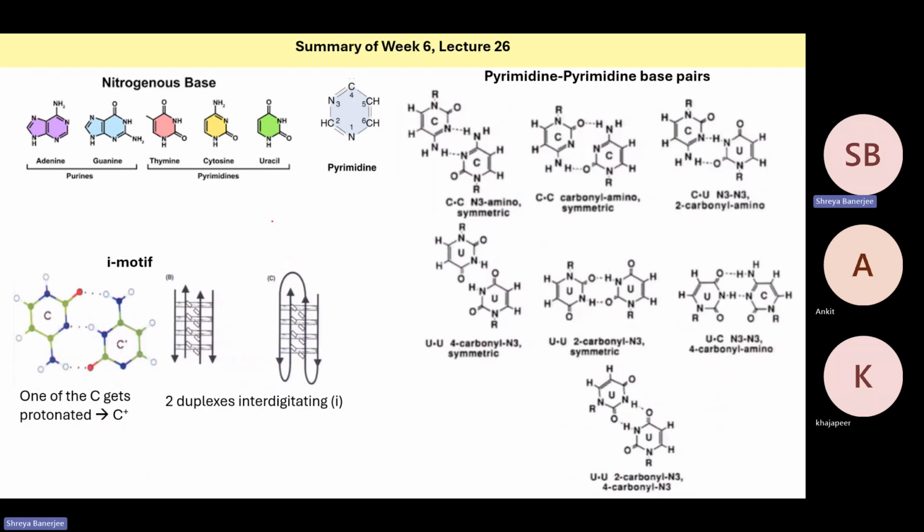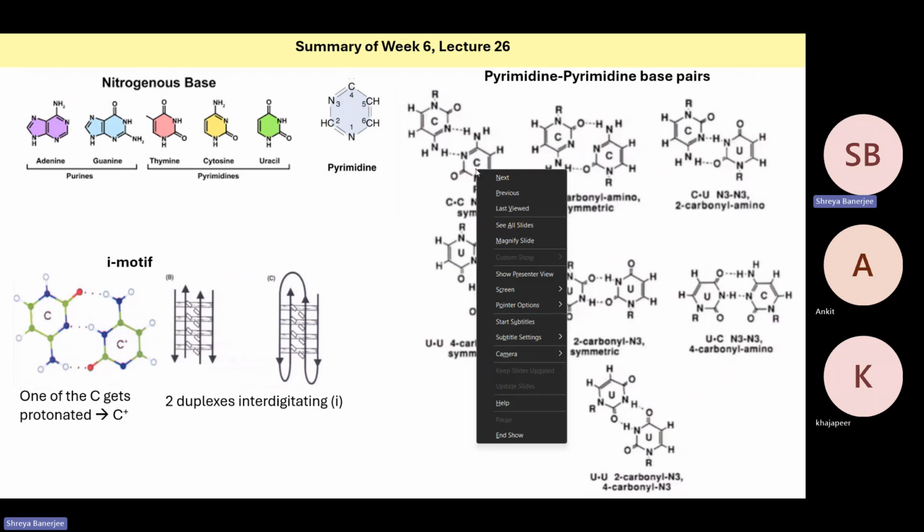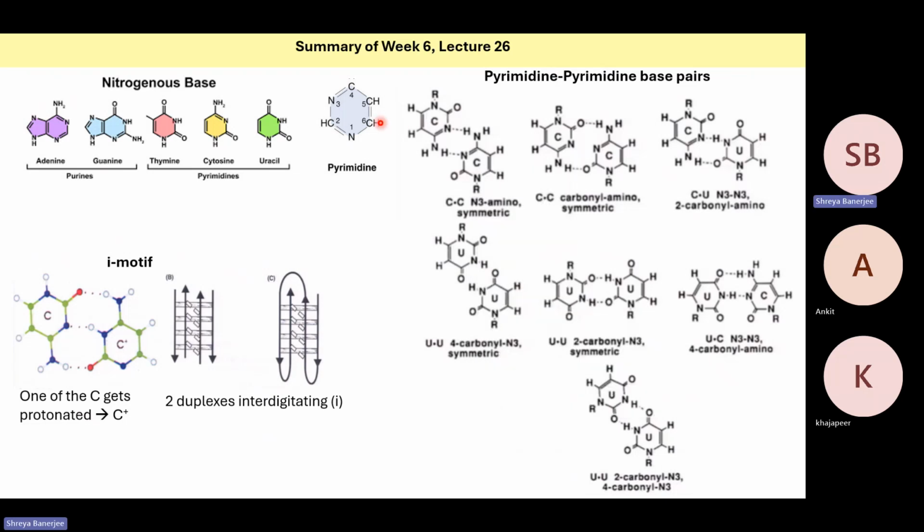So similarly to heteropurine, you can have pyrimidine-pyrimidine base pairs. And these can be homopyrimidine, so you can have two of the same pyrimidines like CC or UU. Or you can have heteropyrimidine where the two pyrimidines are different, so CU, UC, and so on. We don't need to go too much into the details of this.